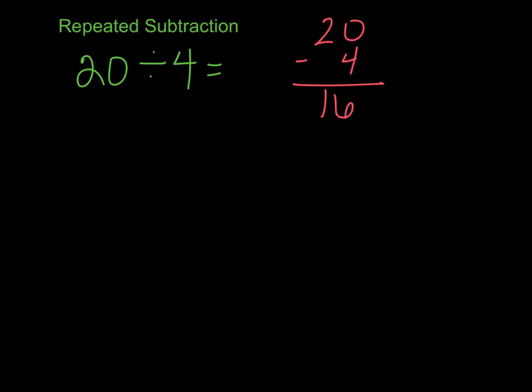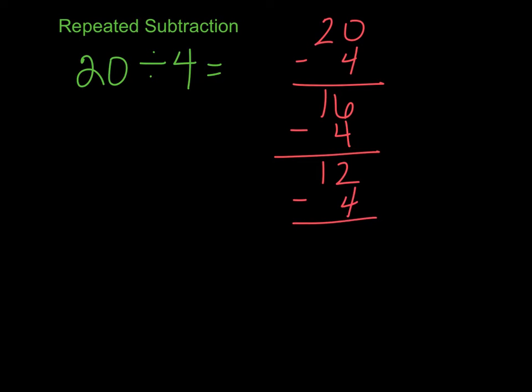So write this problem down with me. We are going to do 20 divided by 4, and we're looking for the quotient. So in order to solve this, we are going to keep subtracting 4 until we get our answer. So we're going to do 20 minus 4, so write that down. So 20 minus 4 is 16, and then we're going to subtract 4 again. 16 minus 4 is 12.